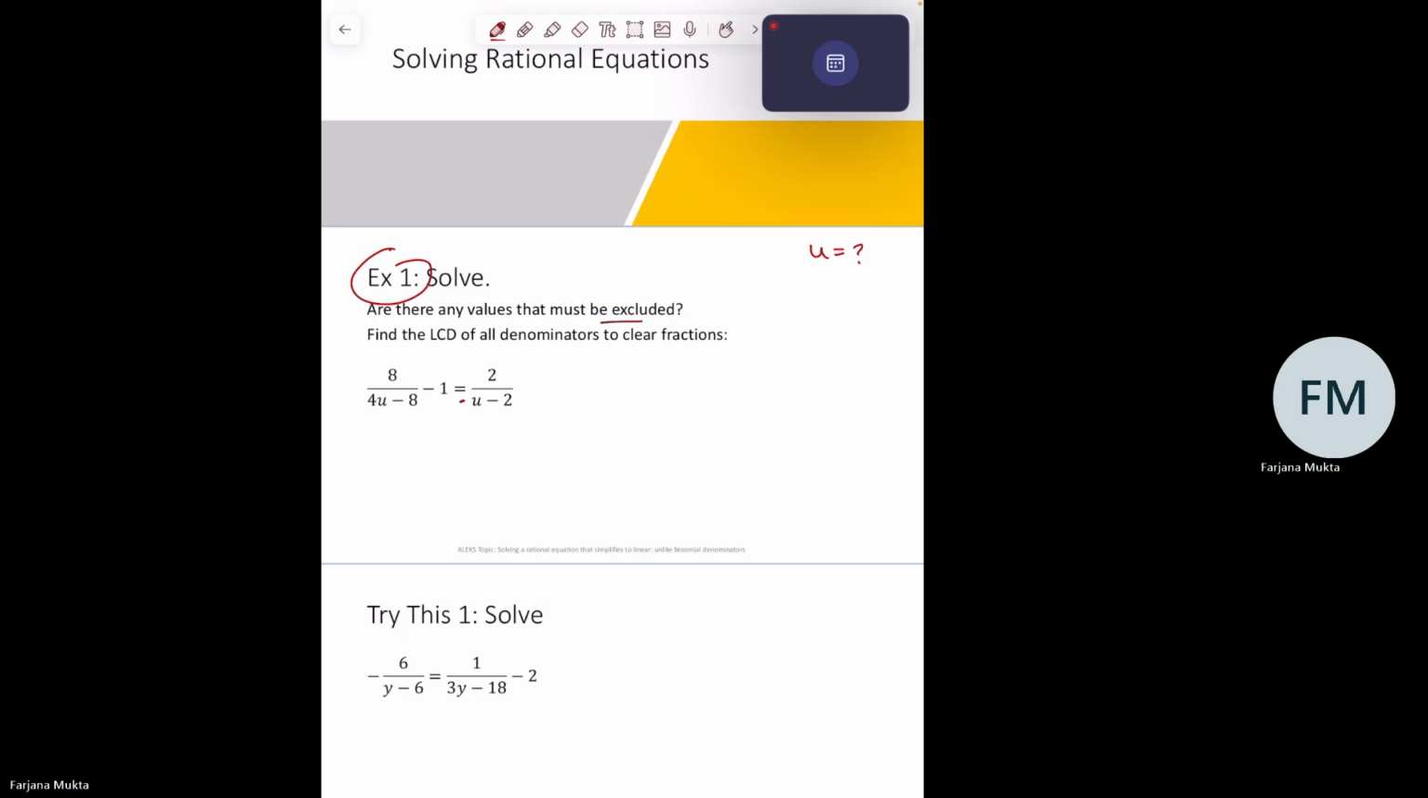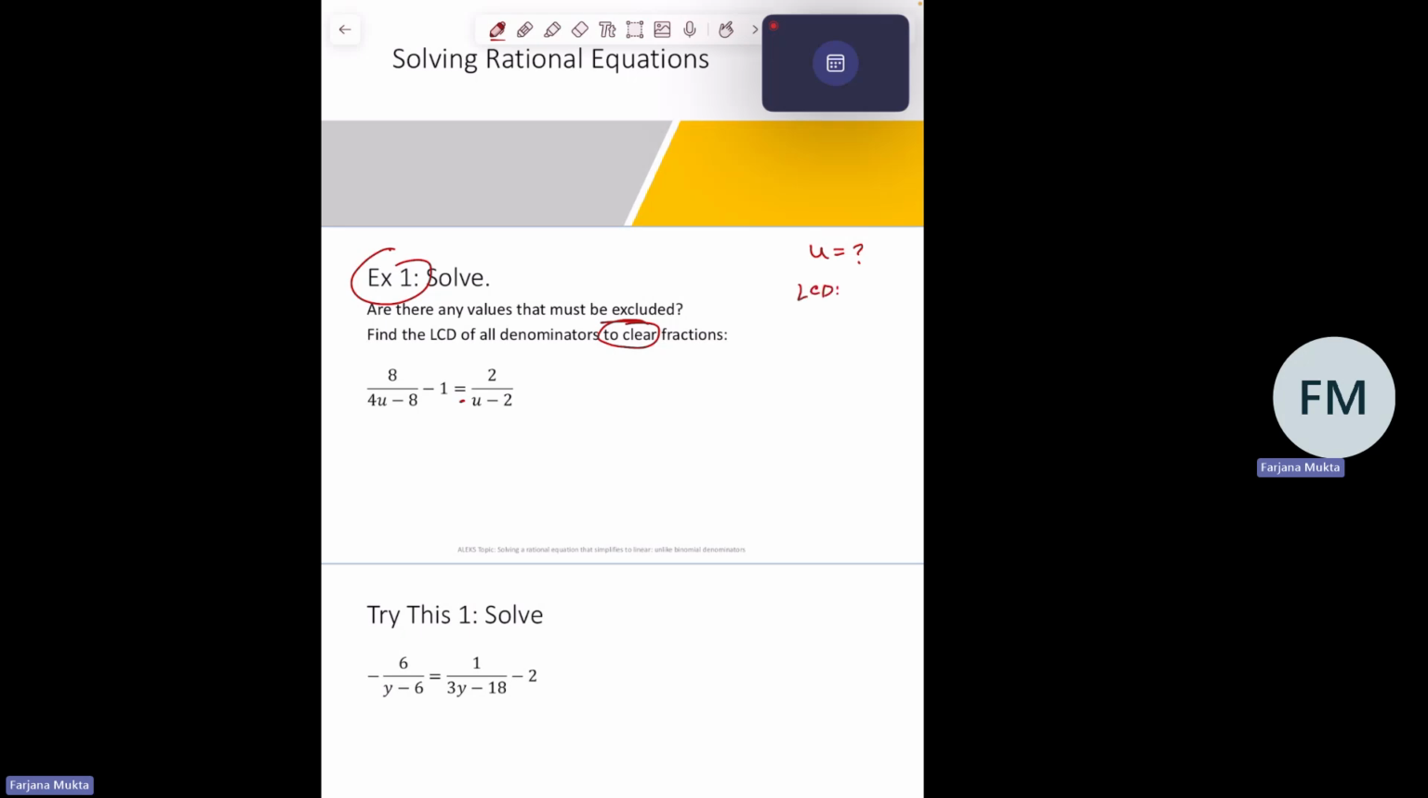Now, since it's a rational equation, it's not just any linear equation where we can combine the like terms, isolate the like terms on one side, the constant on the other side, and solve, right? So what we can do is try to make it a simple equation by clearing up all the denominators, clearing up all the fractions. How can we do that? For that, we need to find the LCD first.